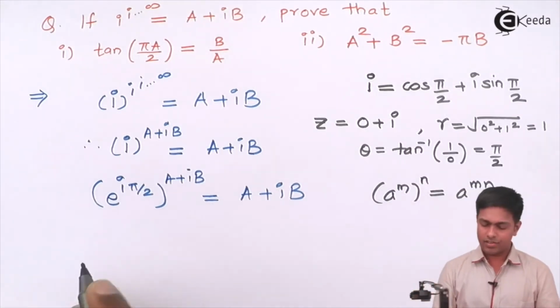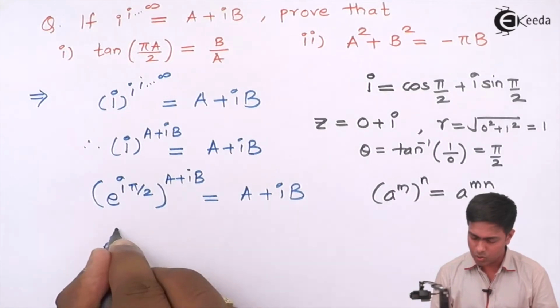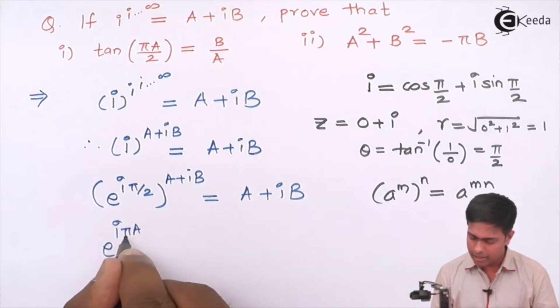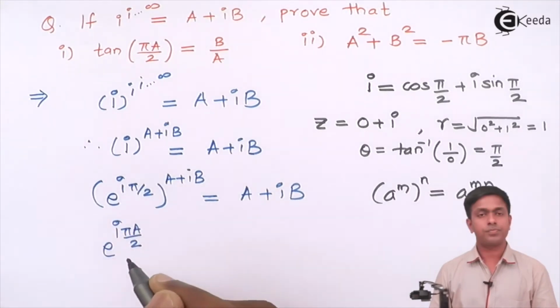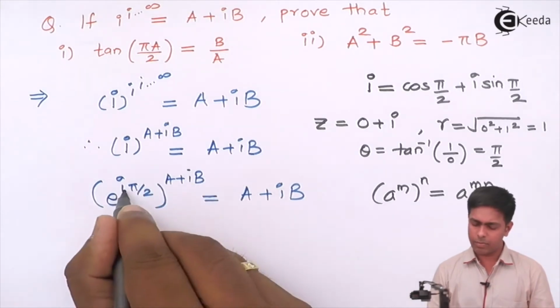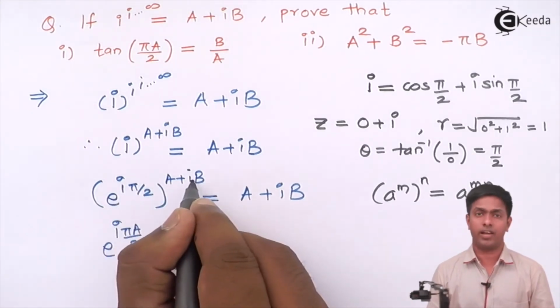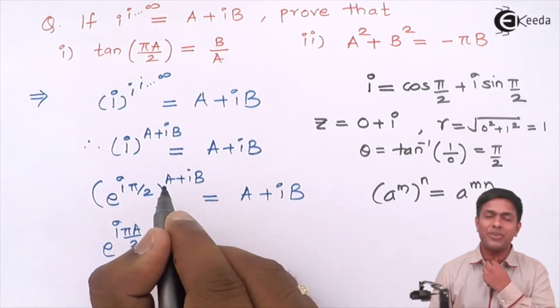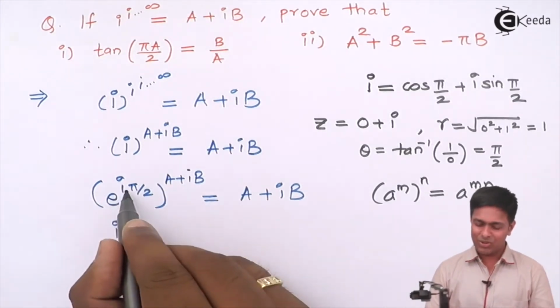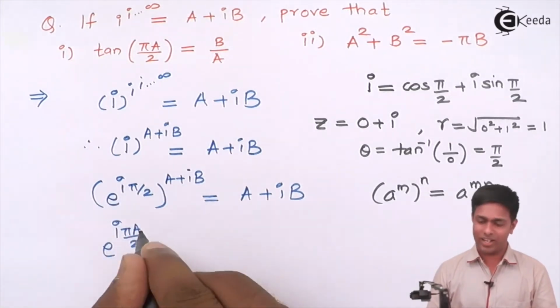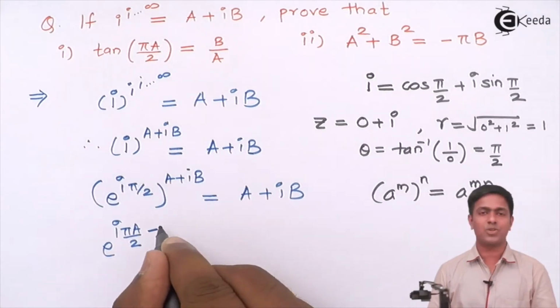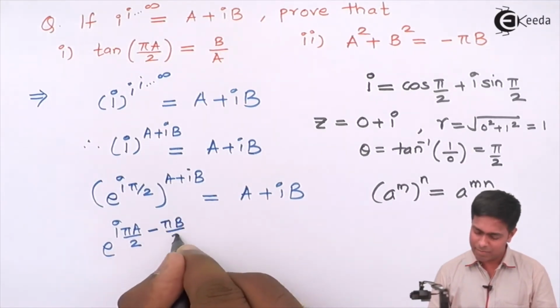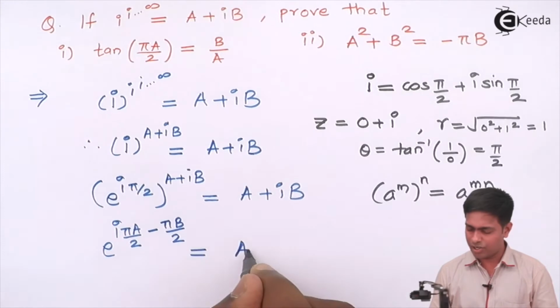So this will become e raised to i pi a upon 2, and this number into second number is i into i square. It's not I swear, it is i square. So i into i square, which is minus 1, so minus pi b by 2, which is equal to a plus ib.